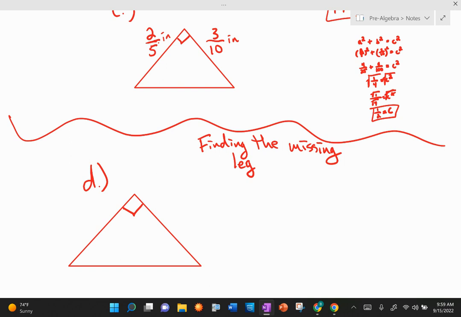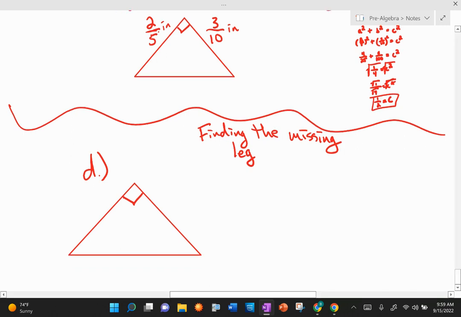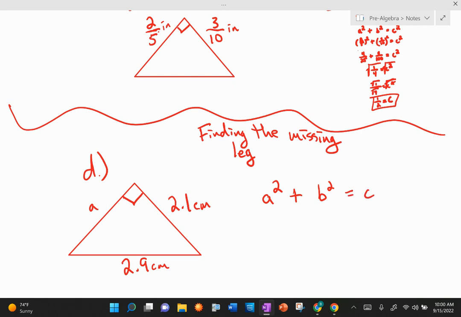Up till this point, you've been given letter A, you've been given letter B, and you've been finding C. On this one, you're going to be given C and then either A or B, and you have to find the other. So we'll call this A. We will call this 2.1 centimeters, and we will call this 2.9 centimeters. We have A squared plus B squared equals C squared.